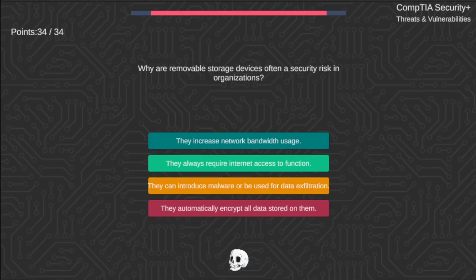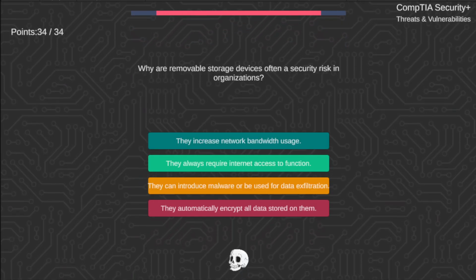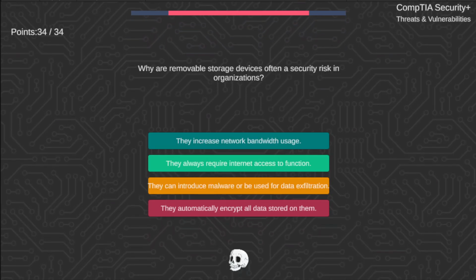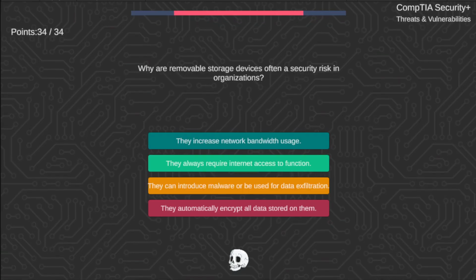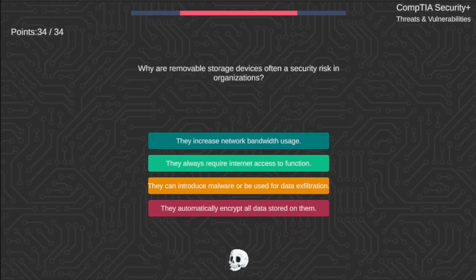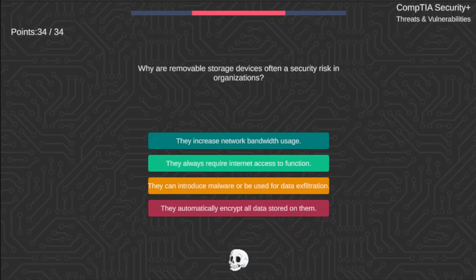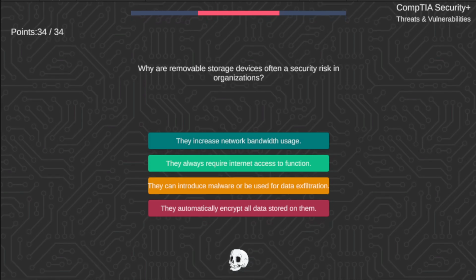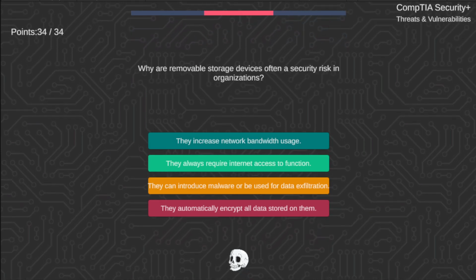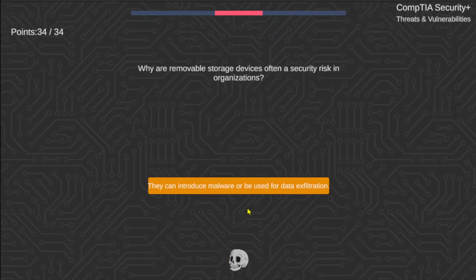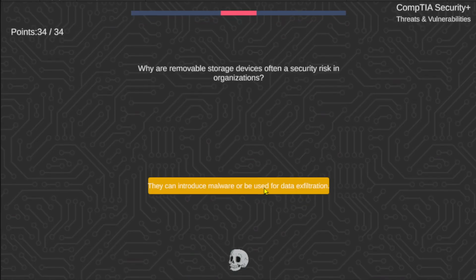They increase network bandwidth usage, they always require internet access to function, they can introduce malware or be used for data exfiltration, or they automatically encrypt all data stored on them. Why are removable devices often a security risk in organizations? Correct answer is they can introduce malware or be used for data exfiltration.